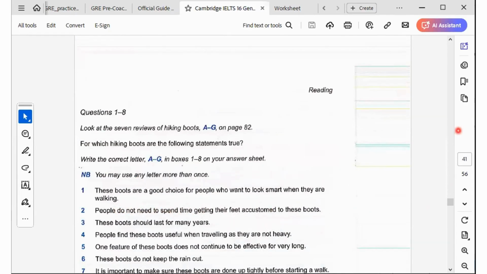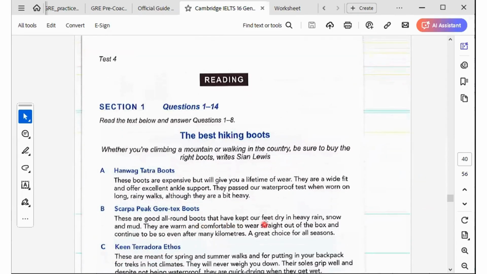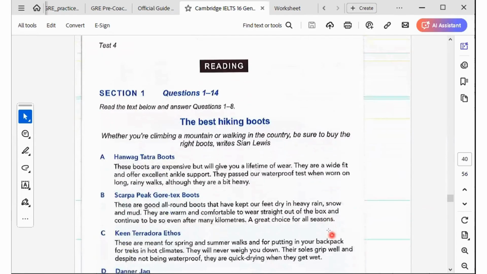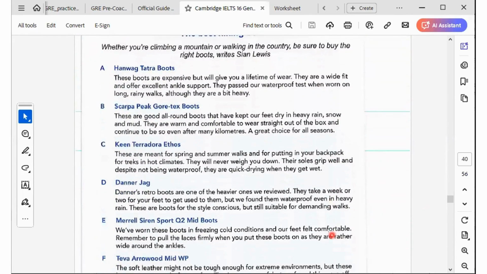So number 2 is going to be what? Number 2 is going to be B. Okay, let me finish up that paragraph B. It says, and continue to be so even after many kilometers. A great choice for all seasons. There is nothing about great choice for all seasons.